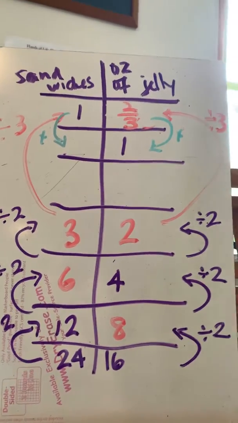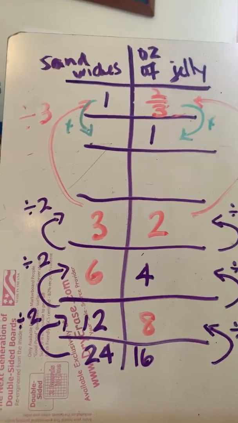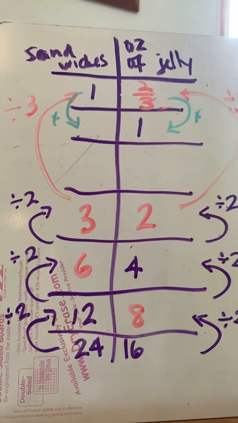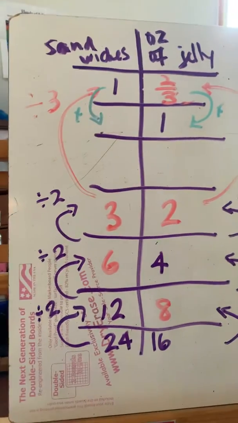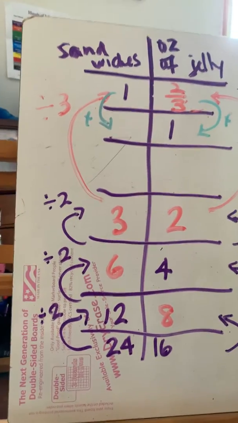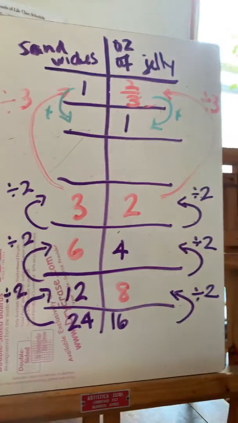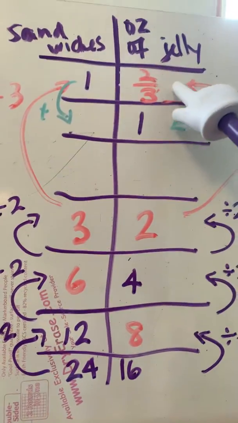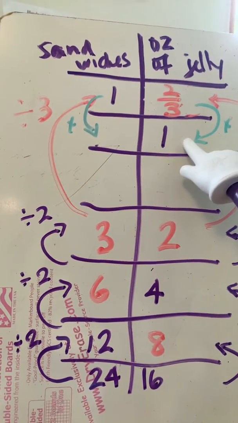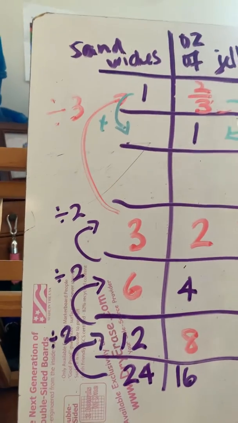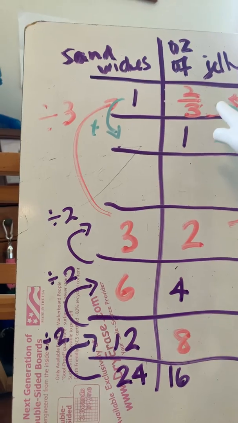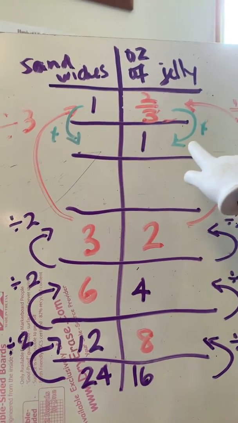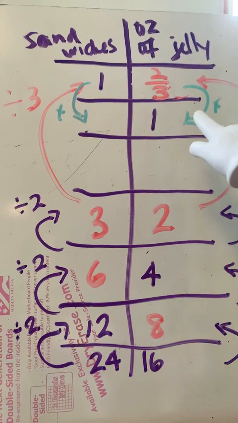All right, so now we want to know how many sandwiches 1 ounce of jelly can make? So we need to fill in our table a little bit more. Now, my question is, how do you get from 2/3 here to 1 ounce, right? We know that 1 sandwich takes 2/3 of an ounce of jelly. So how can we find out how many sandwiches 1 ounce makes?